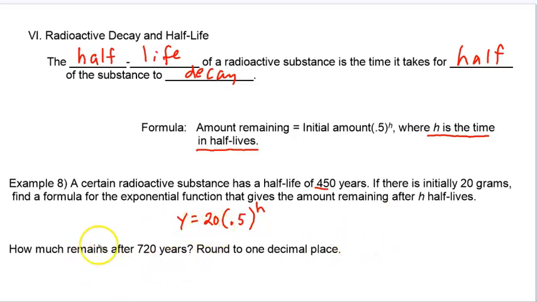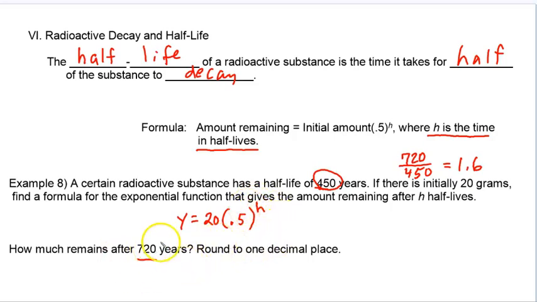Okay, now let's use this to specifically answer this question. How much is going to remain after 720 years? So we need to convert 720 years into half-lives using the information that we were given in the problem. So in terms of half-lives, we would do 720 years divided by 450 years, which is 1 half-life. And when we do this calculation, we get 1.6. So that's going to be my H.